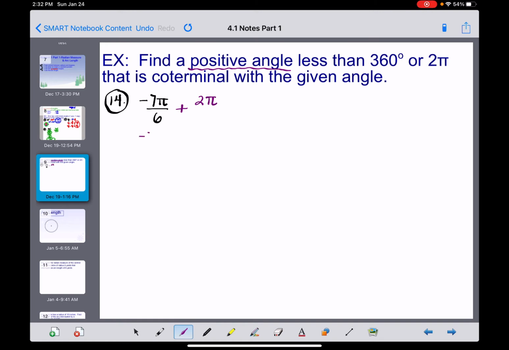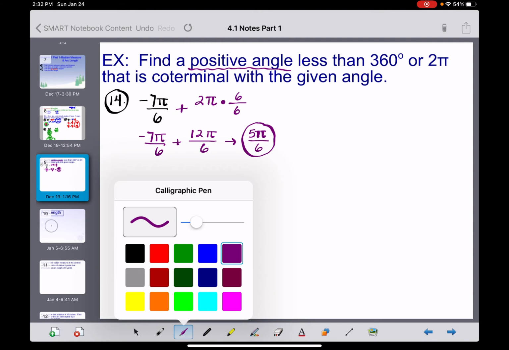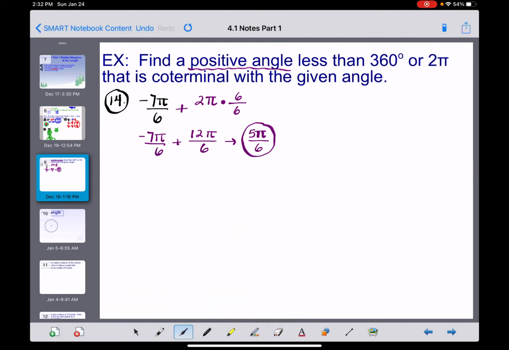So we're going to take negative 7 pi over 6, and we're going to need to get a common denominator with 2 pi. So we're going to multiply top and bottom by 6 because that's my denominator. So that's 12 pi over 6. So negative 7 pi over 6 plus 12 pi over 6. Negative 7 plus 12 is 5. So we are at 5 pi over 6. So if we were to graph, negative 7 pi over 6 clockwise would be the same as graphing 5 pi over 6 counterclockwise.